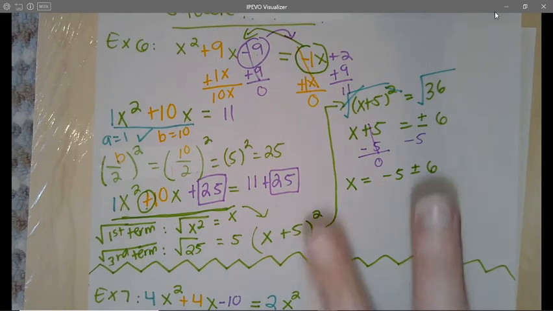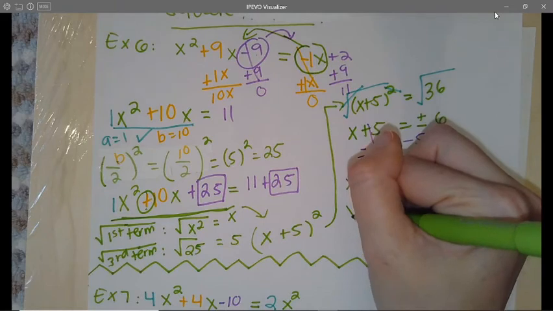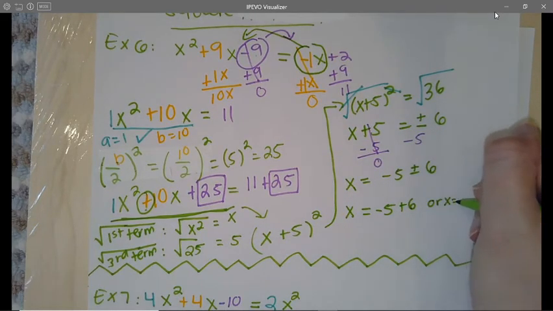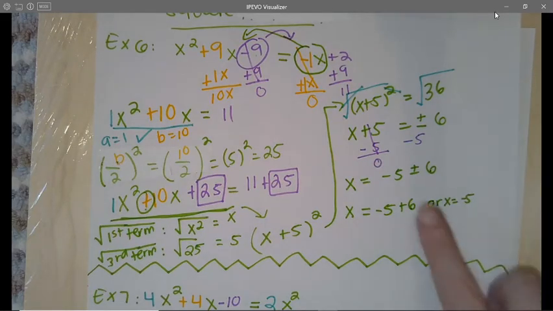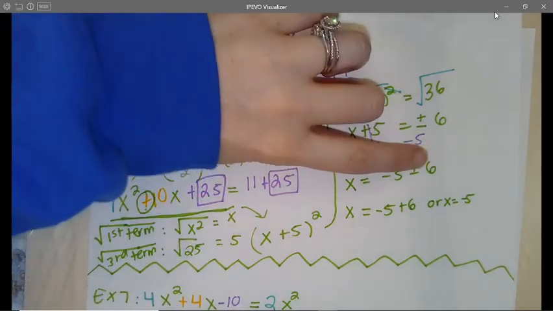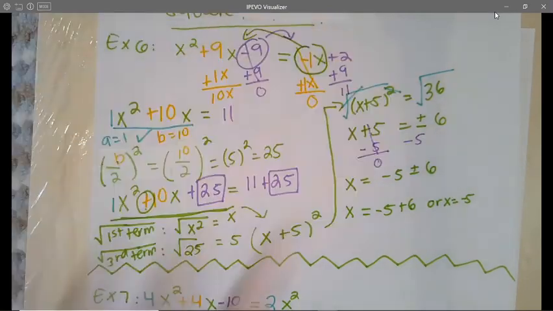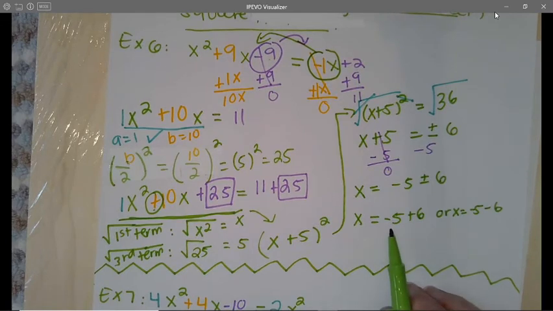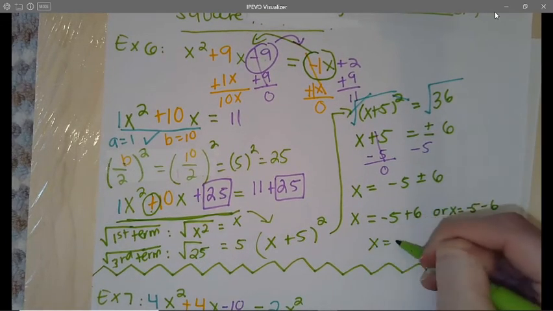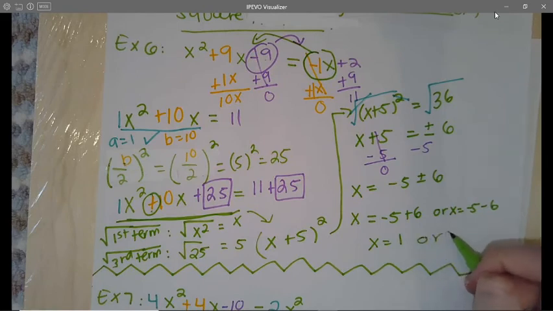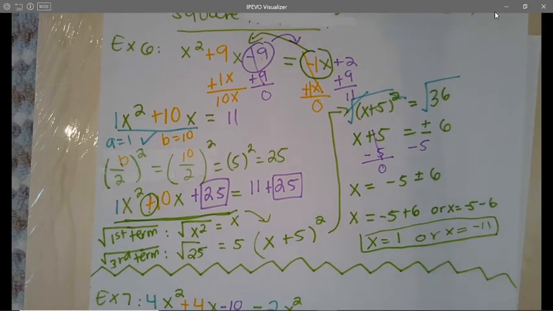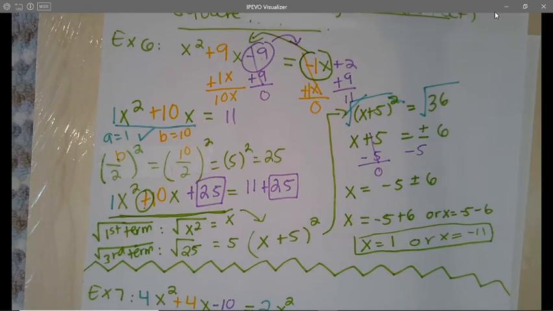And then from here, we have two possible solutions for x. So we have x equals negative 5 plus 6, or x equals negative 5 minus 6. One time we do the positive, the second time we do the negative. So negative 5 plus 6 is 1, or x equals negative 5 minus 6 is negative 11. So guess what, you guys? The x-intercepts, the zeros, the roots, the solutions could be 1 or negative 11.